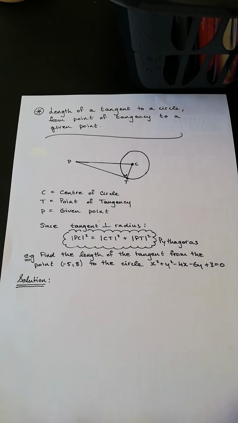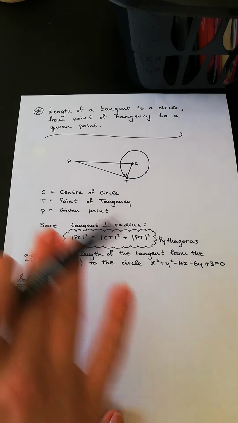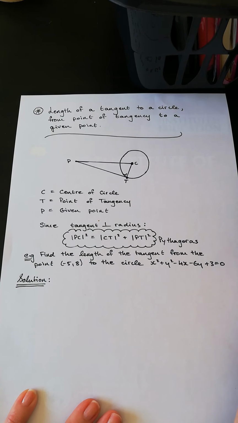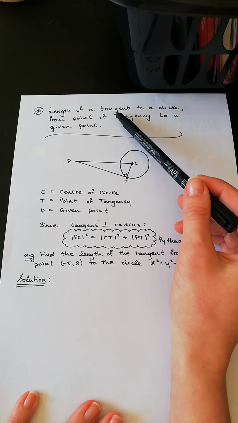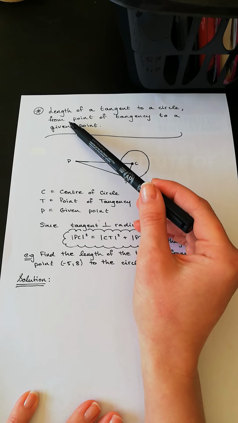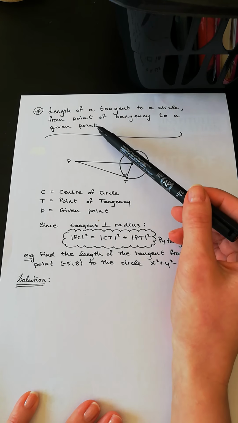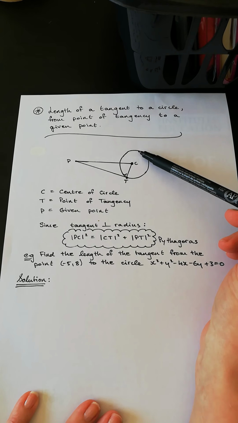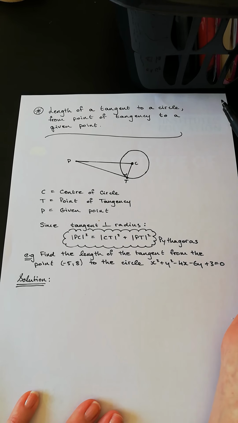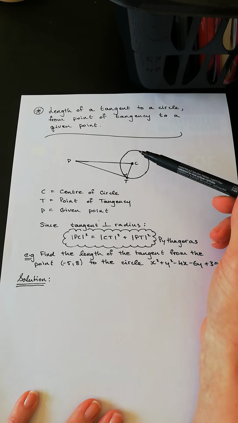Hi guys, the topic of this video is coordinate geometry of the circle, and I'm going to show you how to find the length of a tangent from the point of tangency to a given point outside the circle. Okay, and the diagram here really helps with this, as it does everywhere on paper too.